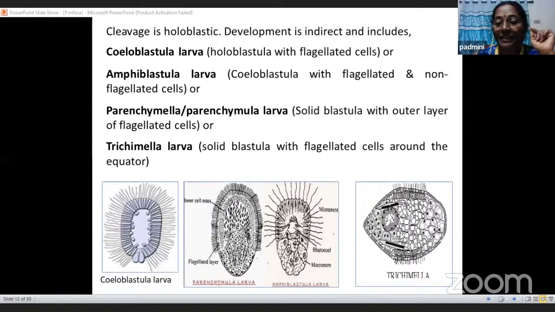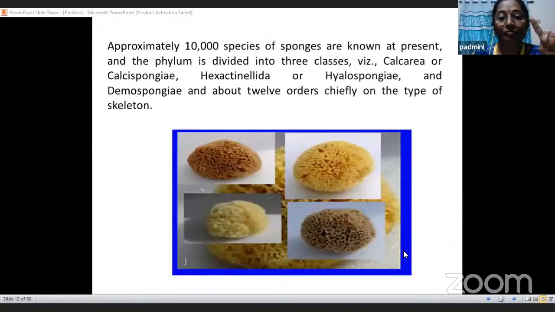In trichimella, the flagella are present just on the equatorial region of the cell. The equatorial region is the central part of the cell, an imaginary central part. Even in this one we don't have a blastocoel, it is a solid blastula, but the flagellated cells are only at the either side. You can also call them north pole and south pole. But if you invert the cell this way, you talk about it as the equatorial region, so it is better always to talk about the equatorial region. So these are the 4 different types of larval forms that Porifera have.